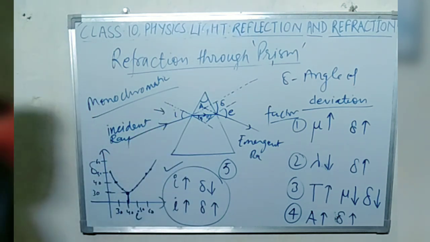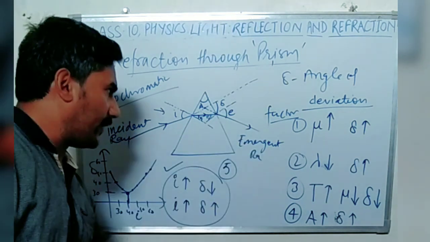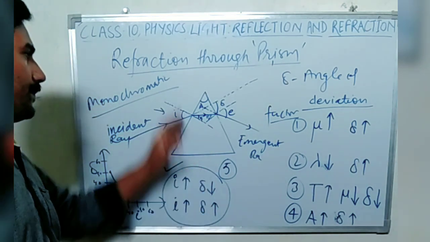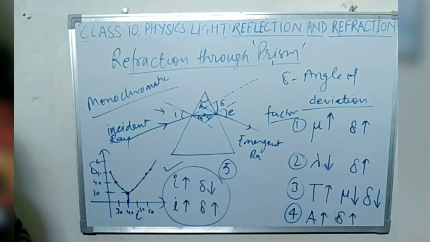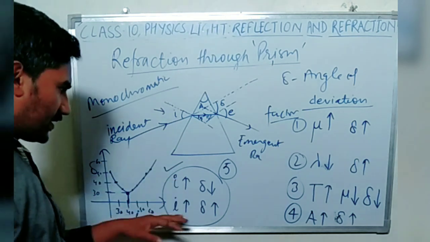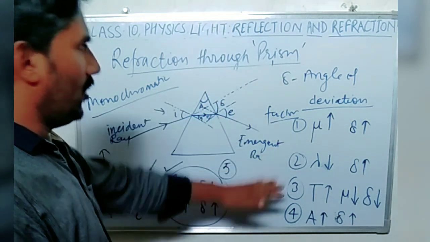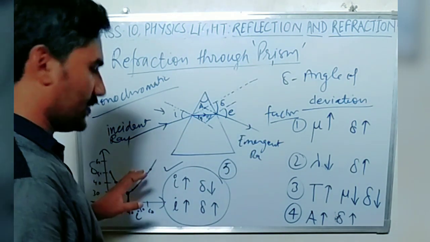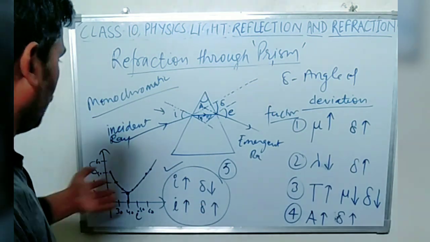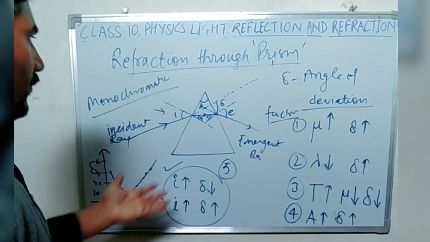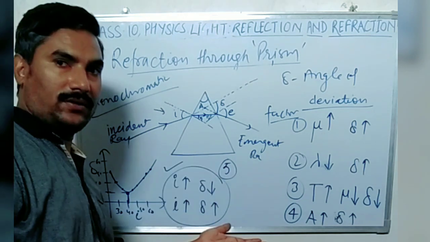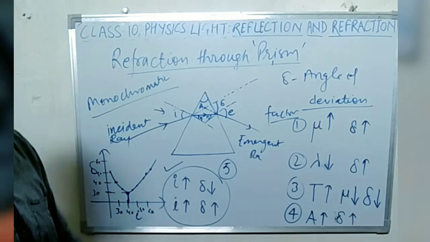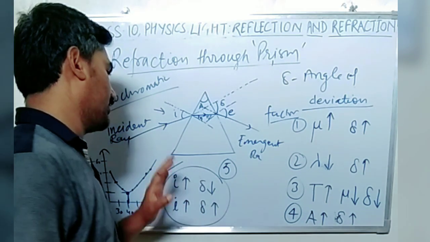So what we have obtained here is that these are the 5 factors which are responsible for this angle of deviation. So now we have discussed the factors on which the angle of deviation depends, whether it will increase or decrease. Now we will discuss the conditions on which this angle of deviation depends, and also the minimum angle of deviation, that is, what will be the condition for minimum angle of deviation. Okay.